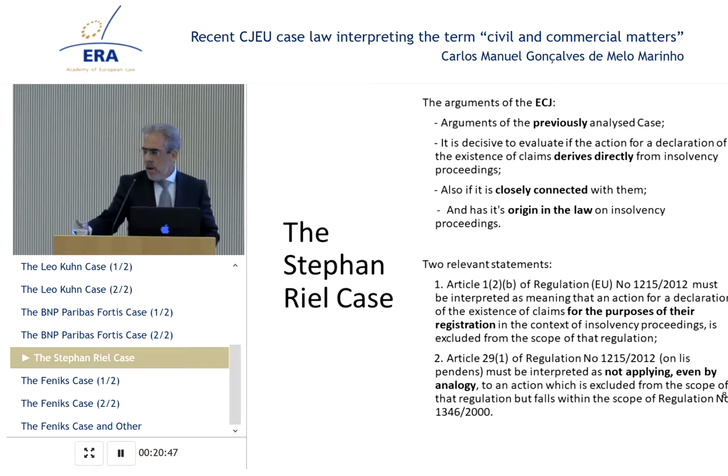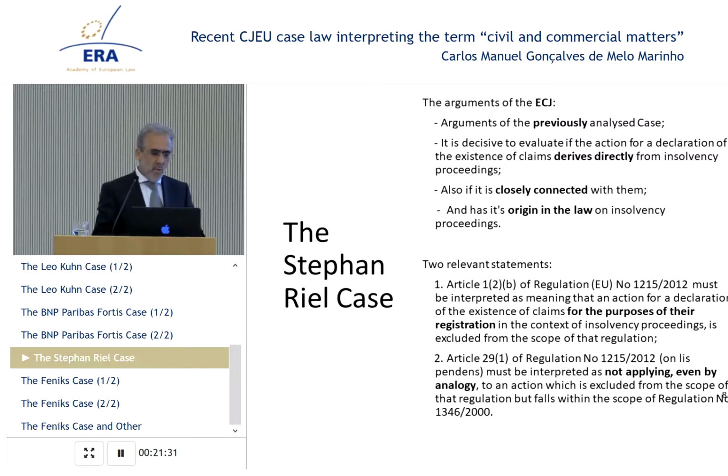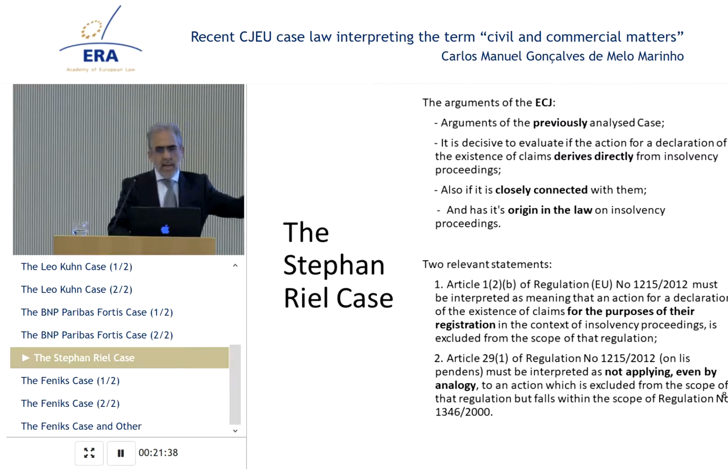We have a more recent case that uses similar arguments, a case of 18 September 2019, 2 months ago, the case Stanley Real, C-47/18. The court had to answer 5 questions, and one of them led it to repeat some of the arguments of this analyzed case and affirmed with relevance that it is decisive to evaluate if the action for a declaration of the existence of claims derives directly from insolvency proceedings, is closely connected with them, or has its origins, this is new, in the law on insolvency proceedings. So, derives directly, is closely connected, or has origin in the law on insolvency proceedings.